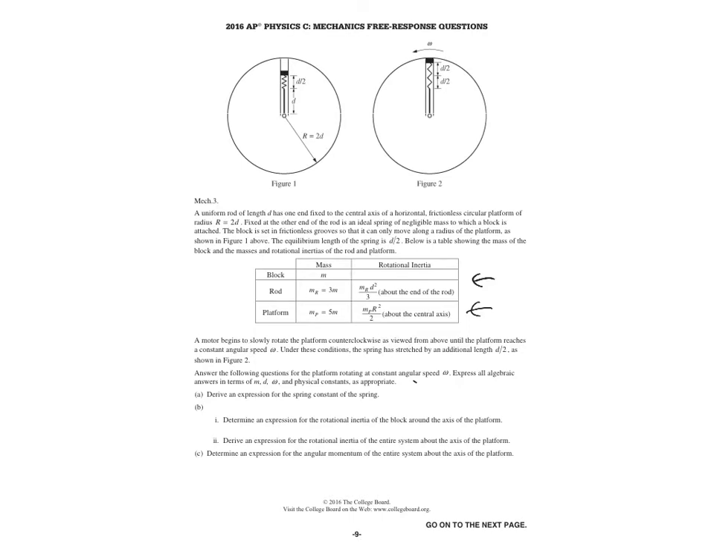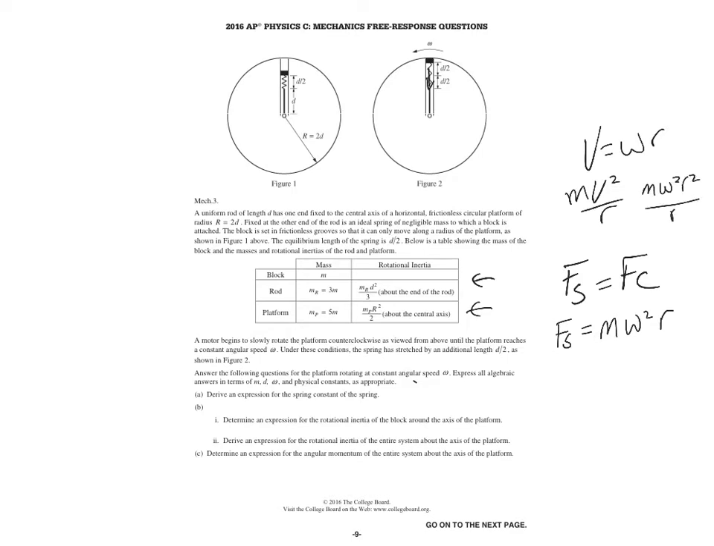Derive an expression for the spring constant. Basically, the spring force is going to be equal to the centripetal force, because it's the only thing pulling this in since it's horizontal. So the spring force is going to be equal to m omega squared r. How do I know it's omega squared r? Because v is equal to omega r, and mv squared over r is equal to the force. So m omega squared r squared over r, boom, boom. There you go, that's the formula for the centripetal force. Then that's got to be equal to the spring force.